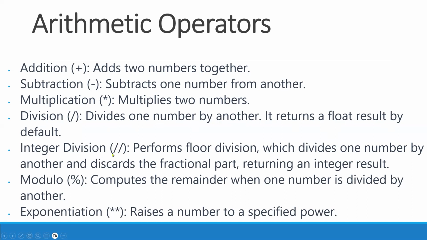Integer division has a double slash. Integer division performs floor division, which divides one number by another and discards the fractional part, returning an integer result. Modulo, which is the percent symbol, computes the remainder when one number is divided by another. And exponentiation is the double asterisk, which raises a number to a specified power.